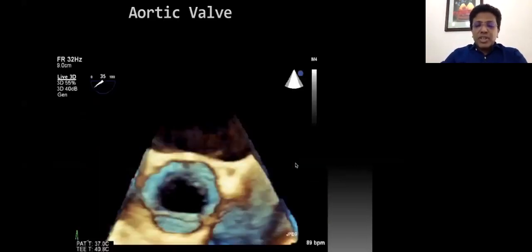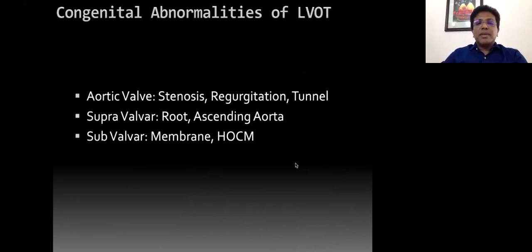So this is a 3D picture showing the normal aortic valve, showing the three cusps and the normal opening of the aortic valve. Just to take you through other causes of aortic stenosis or LVOT obstruction: it can be supravalvular, which can involve the root or ascending aorta, or it can be subvalvular, like a membrane or HOCM, hypertrophic obstructive cardiomyopathy.